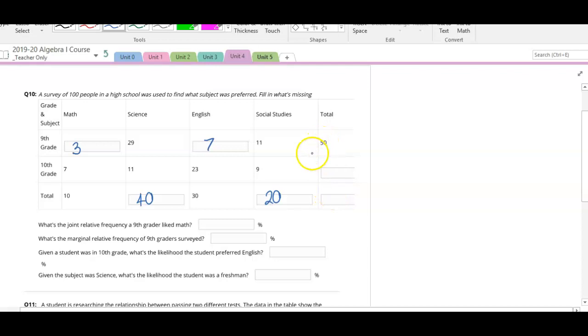Now, going across each row, 3 plus 29 plus 7 plus 11 equals 50. 7 plus 11 plus 23 plus 9, let's see, that's 20, 43, that's also 50. 50 plus 50 is 100. Let's check going this way. 10 plus 40 is 50, plus 30 is 80, plus 20 is 100.